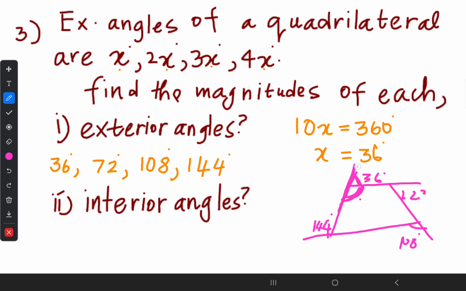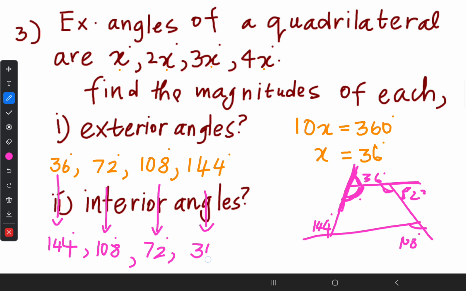These lie along a straight line, so they are adjacent angles. 180 minus 36 gives the corresponding interior angle, which is 144. If the exterior angle is 72, the sum of both must be 180, so from 180 subtract 72, and it is 108. Likewise, for 108 degrees, the corresponding interior angle would be 72, and for 144, the corresponding interior angle would be 36. So these are the correct answers for the question.